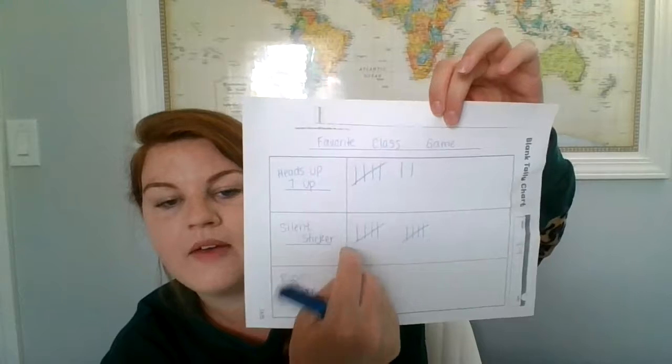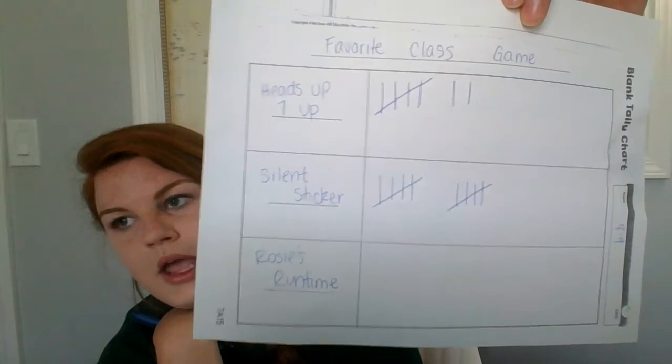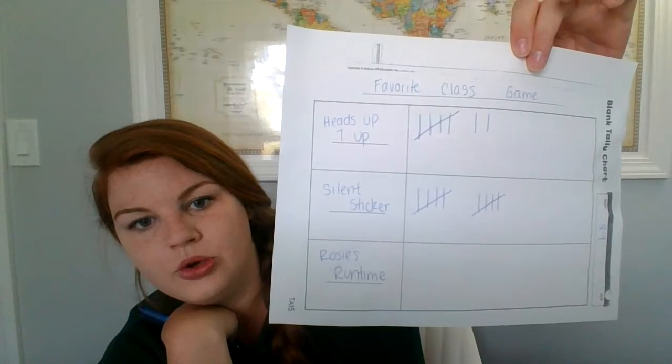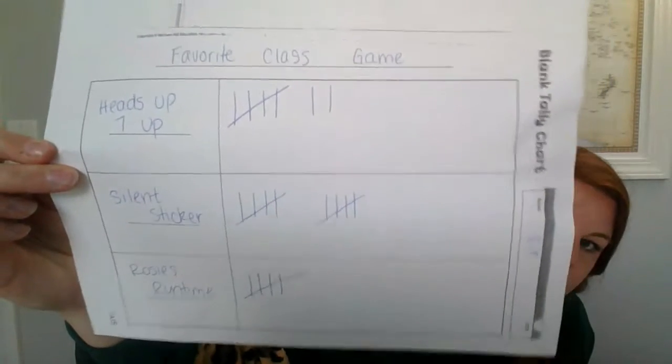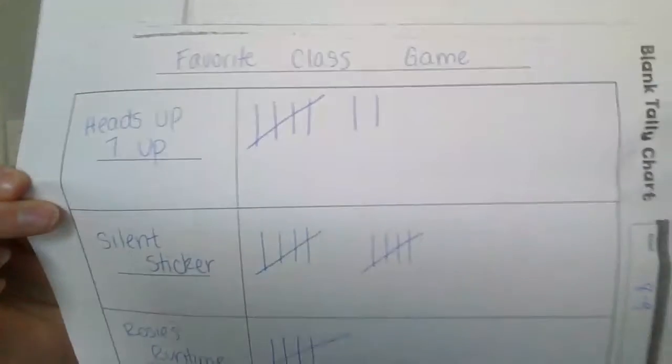So how do we get from 17 to 22? That's how many friends voted for Rosie's Runtime. 17 to 22. That takes 5 hops. So then you would have 5 in your Rosie's Runtime chart. Okay, so this tells us our important data in tally marks.